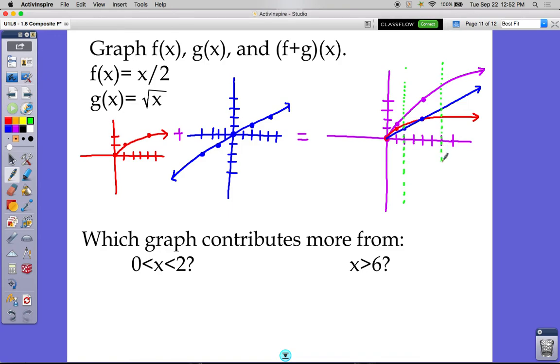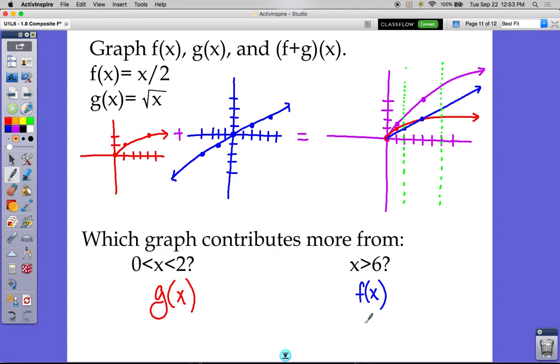How do we know which one is contributing more? Well, it's which one has a higher function value. So between 0 and 2, looks like red has more function values. But more than 6, if you notice beyond 6, the blue, or f of x, has more function values to it. So it's taller in that section of the graph.